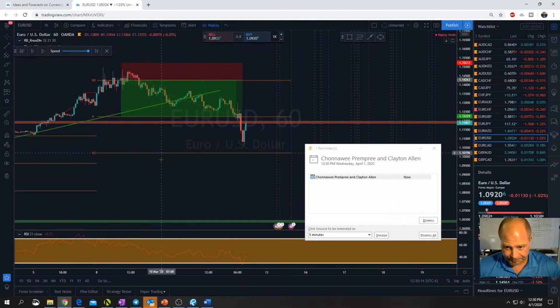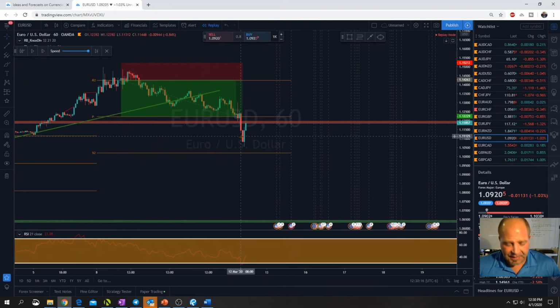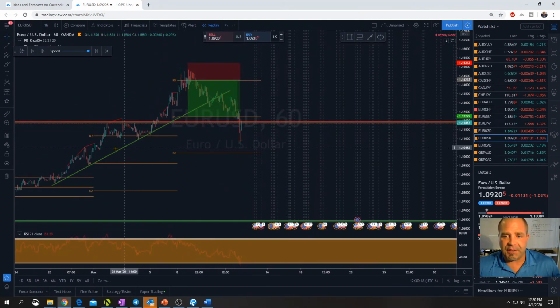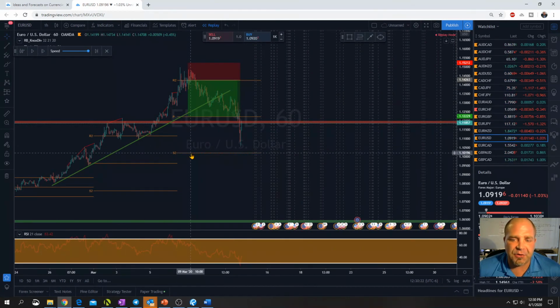Trust your system. Okay? So now let's look at what a long trade looks like. So now we're going to wait for price to get to an S2 level.